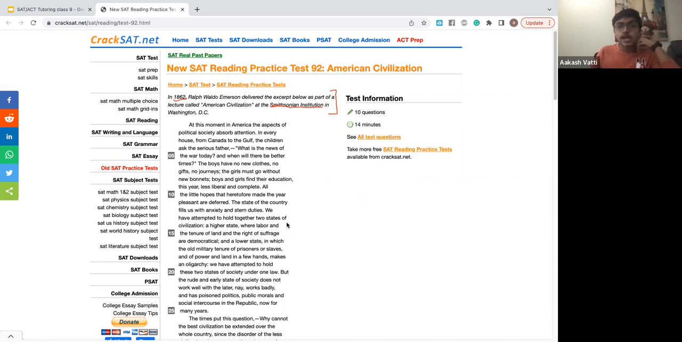And so at this moment in America, the aspects of political society absorb attention in every house, from Canada to the Gulf. The children ask the serious father, "What is the news of the war today? And when will there be better times?" The boys have no new clothes, no gifts, no journeys. The girls must go without new bonnets. Girls and boys find their education this year less liberal and complete. All the little hopes that heretofore made the year pleasant are deferred. The state of the country fills us with anxiety and stern duties.